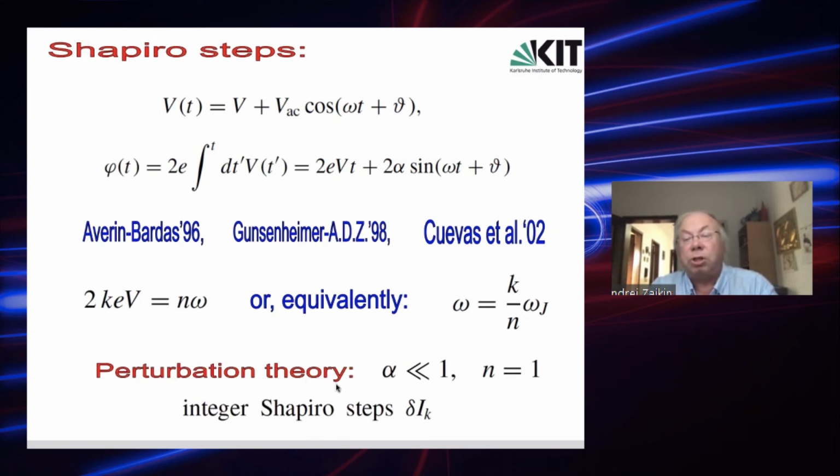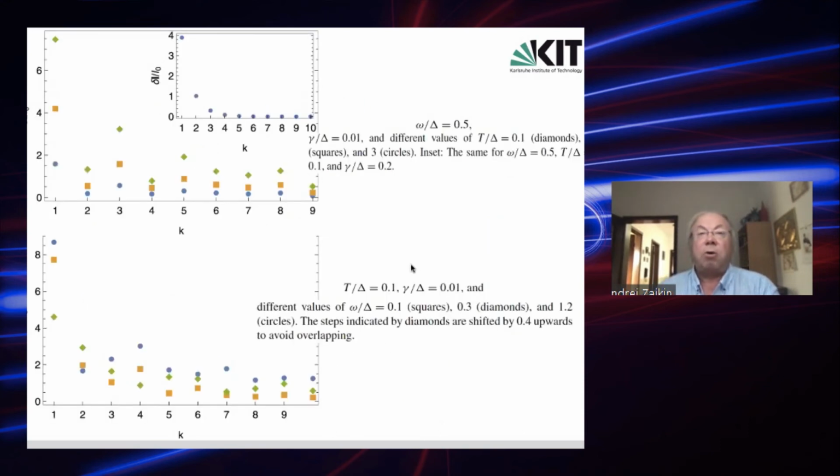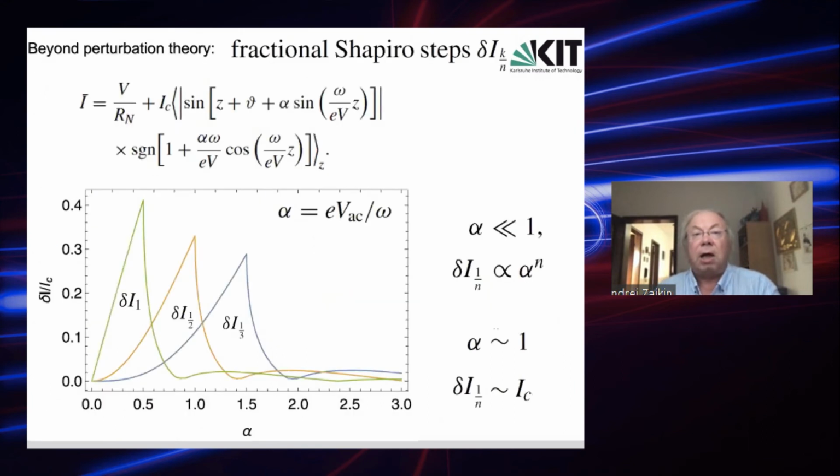If we apply perturbation theory, then basically multi-photon processes can be ignored. So alpha is much smaller than 1, and then you have only integer Shapiro steps. Already this perturbation theory gets quite complicated, so I only quickly flash these results for the integer steps for different temperatures and different frequencies and so on. But here we can learn something, but this I will leave aside. Rather, I will turn to non-perturbative results.